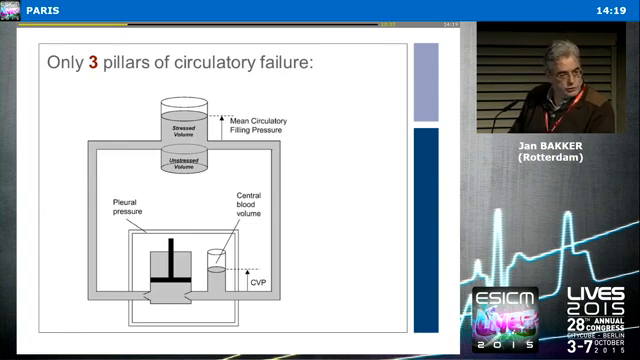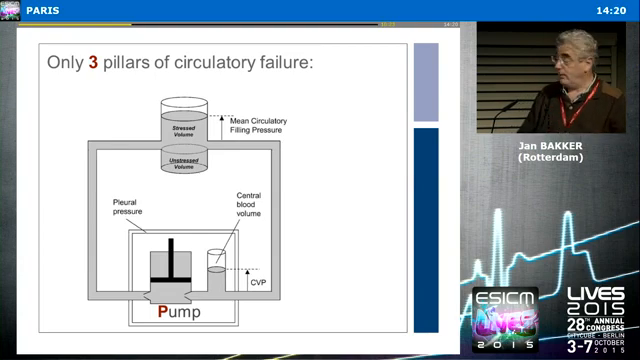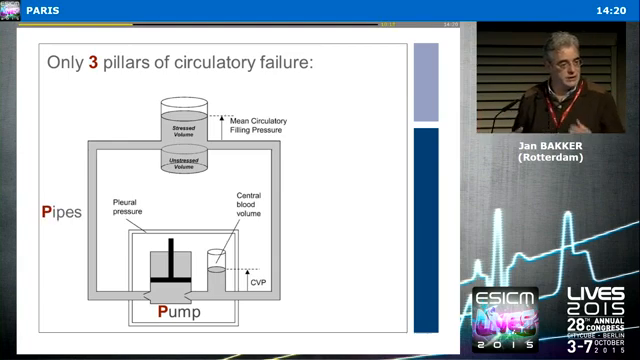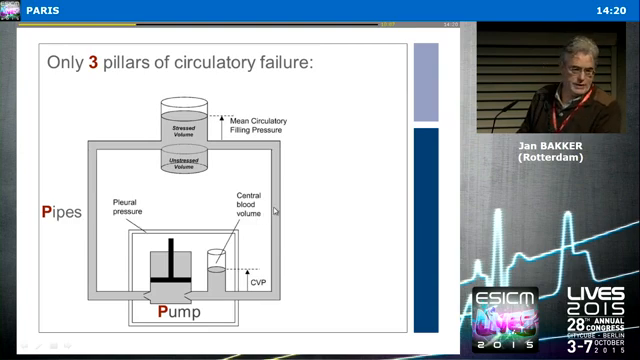pillars of circulatory failure, because if this is your circulation, you only have three pillars for your circulation to fail. The one is, if your pump is not working, you have a problem, absolutely. If your pipes are not working and you have massive vasodilatation, you will have low blood pressure, and probably you have dilatation of your venous system as well.